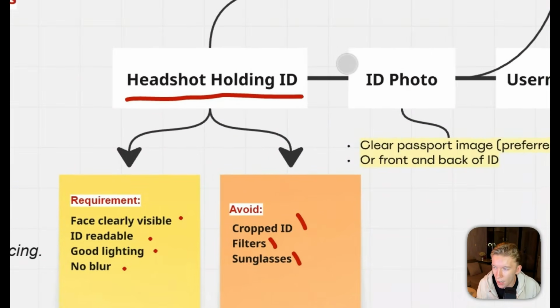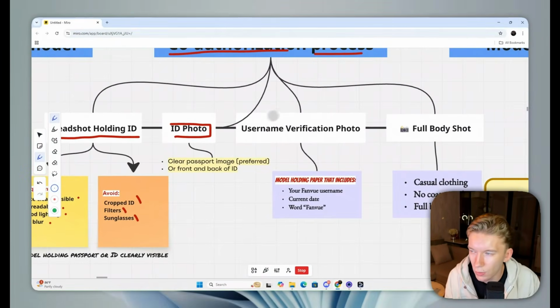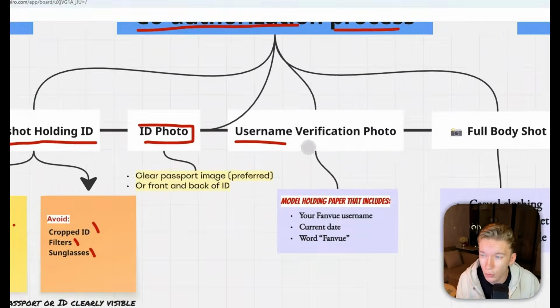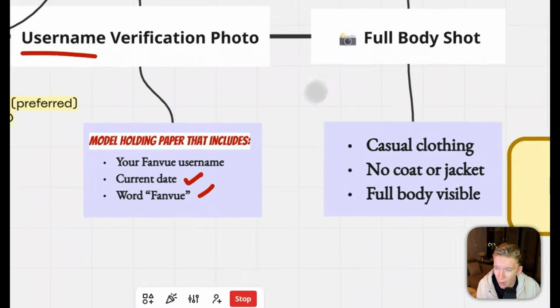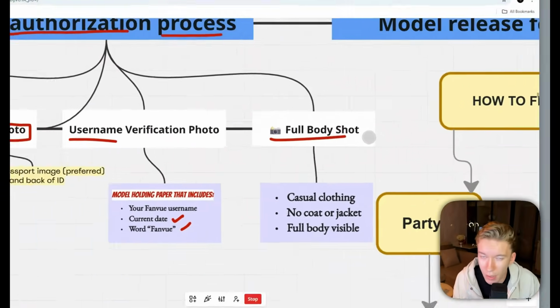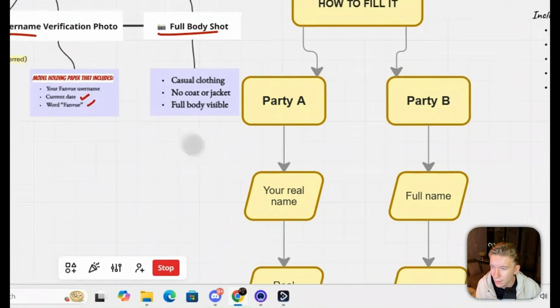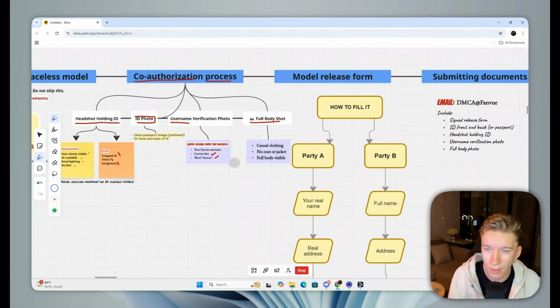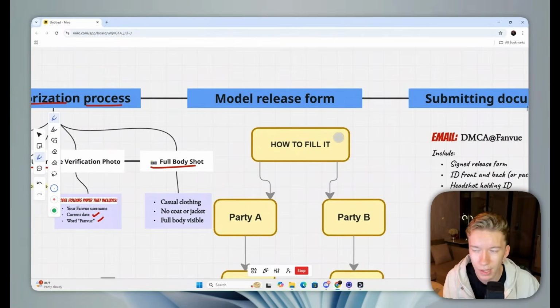Then another one, she needs to take a picture of just her ID. She also needs to take a selfie holding a piece of paper that says the FanView username and the full date, with obviously the word FanView. And the last one, they need a full body shot so they can see from her head to the bottom of her kneecaps. Just a full body shot. She can set a timer and go stand back. Then FanView, on their website, for example, if you're using FanView, has their own release form.